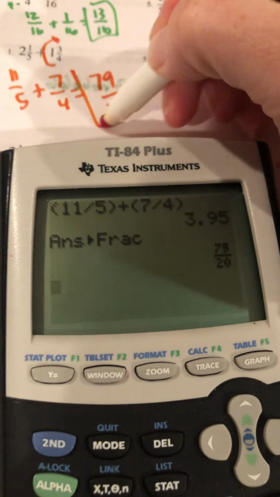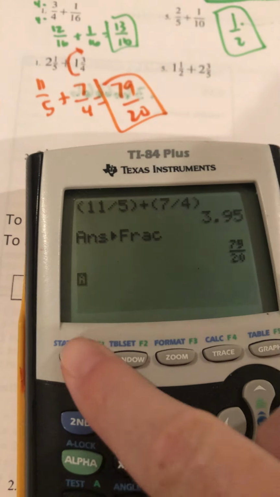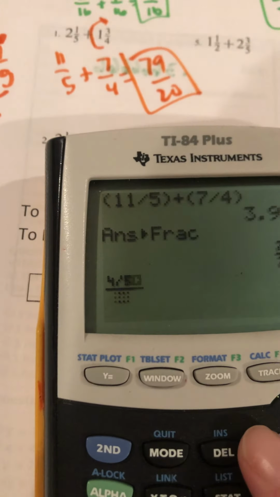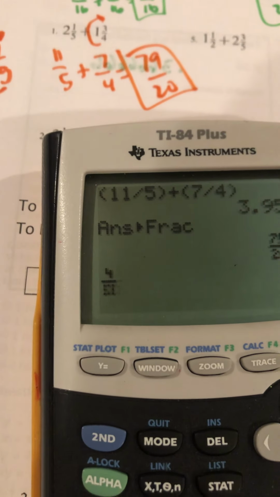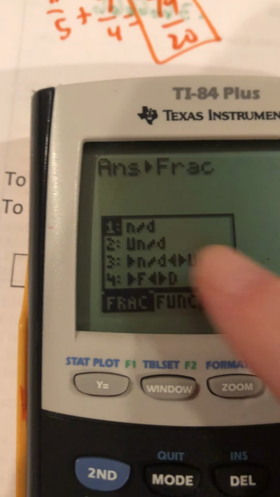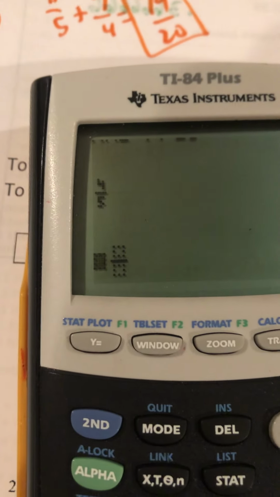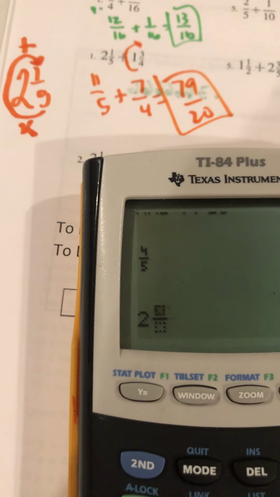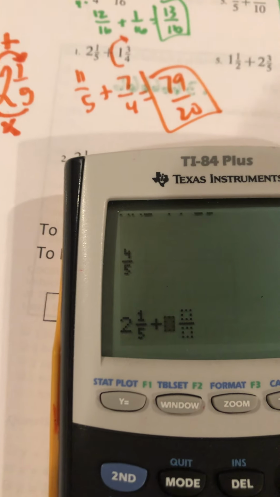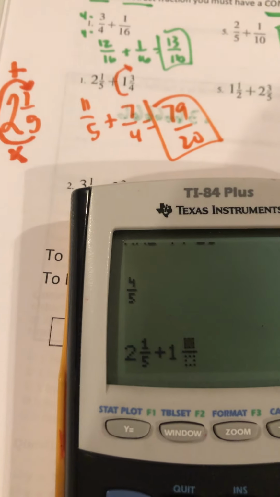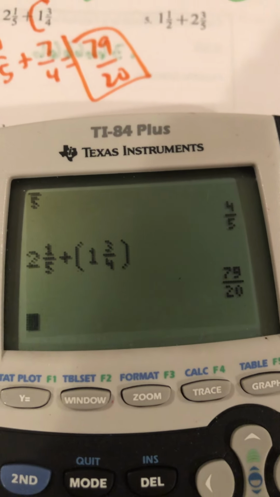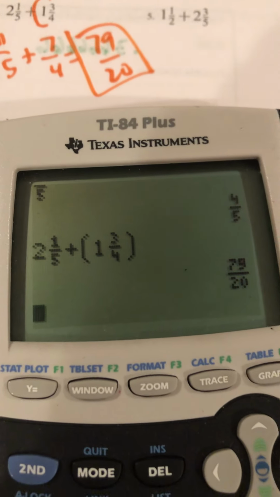But here's a cool thing. Again, when we used to do alpha y equals enter, oops, sorry, that was a pretty print, right? Like that. But you can also do alpha y equals, and then see right there it says unit. So if I go down to 2, ooh, I can do 2 1/5 plus alpha y equals down enter 1 3/4. And so that also gives me 79/20ths. And that's really fast if you know what you're doing.